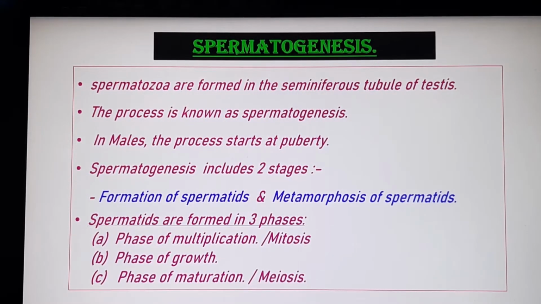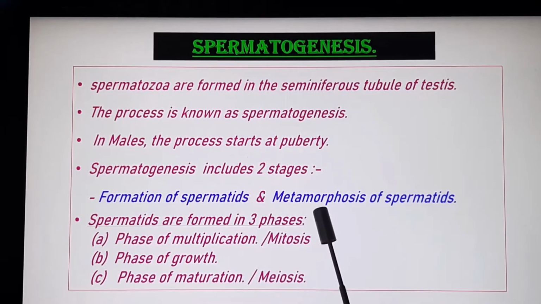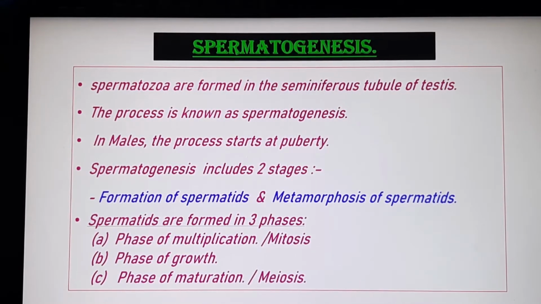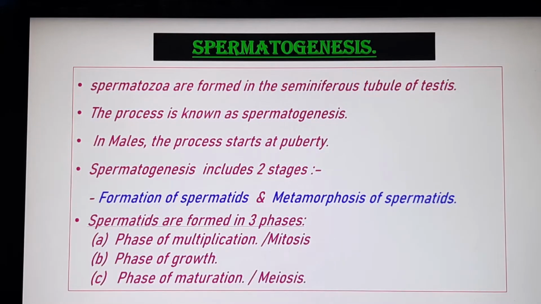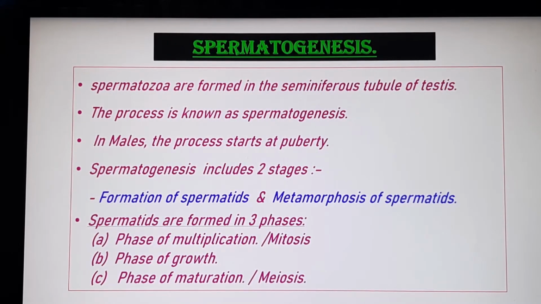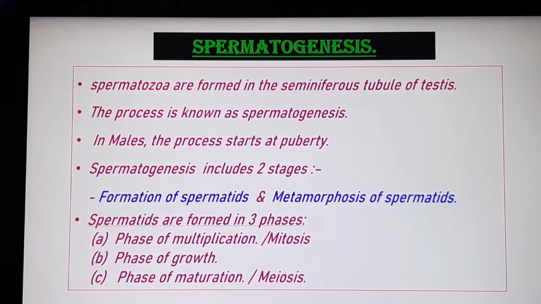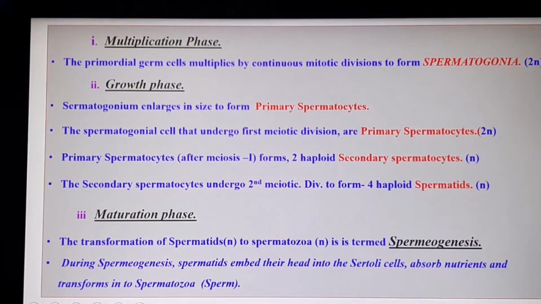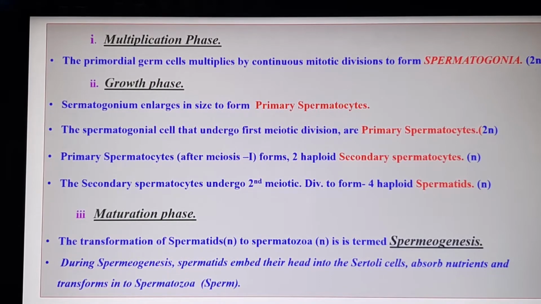Spermatogenesis includes two stages, that is the formation of spermatids and the metamorphosis of spermatids. The spermatids are formed by three phases or three stages: the phase of multiplication by mitosis, second, the growth of these cells, and last, the maturation by meiosis and further development. Now let us see in a little more detail what these three processes leading to the formation of spermatids are.